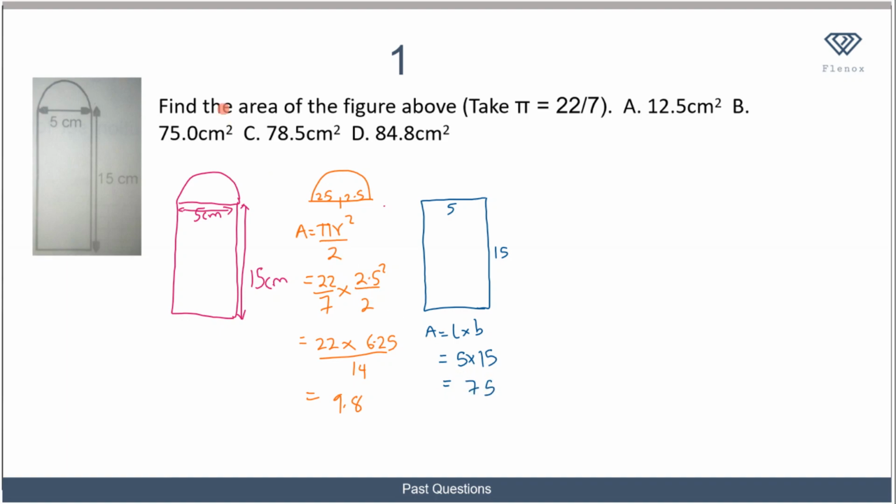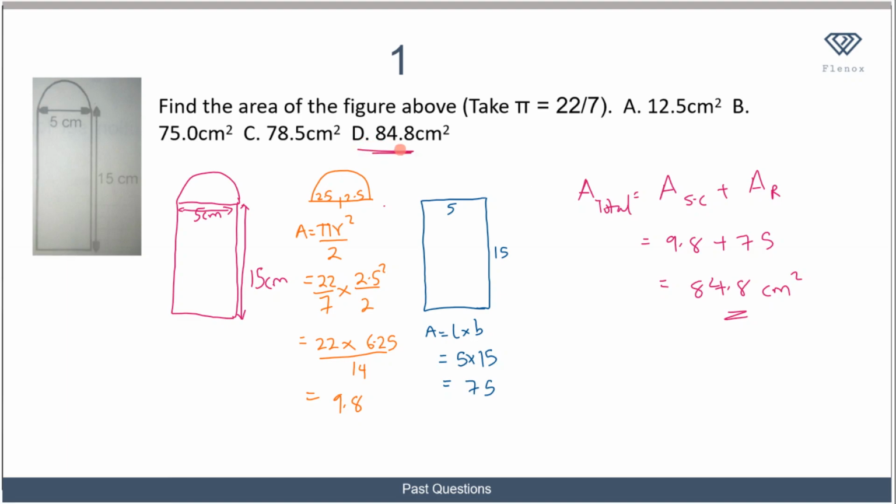75. So now we can say that the total area is equal to the area of the semicircle plus the area of the rectangle, and that will be equal to what? 9.8 plus 75, and that gives us 84.8, and the unit is centimeter squared since I'm dealing with area. So the correct option to this question is option B.